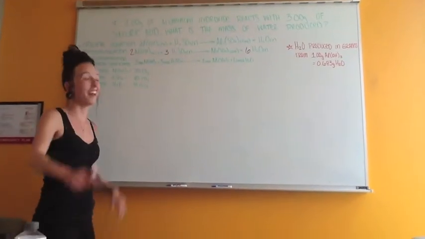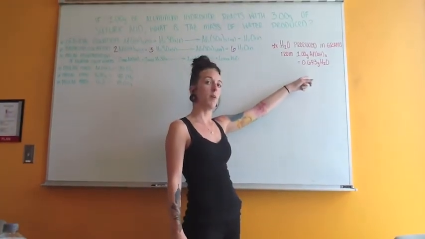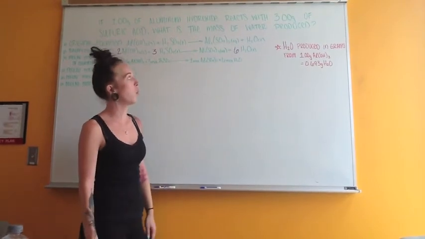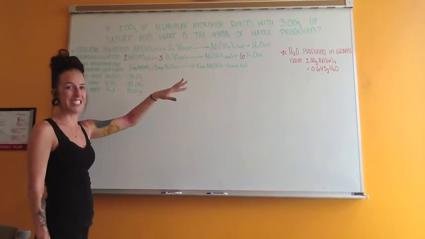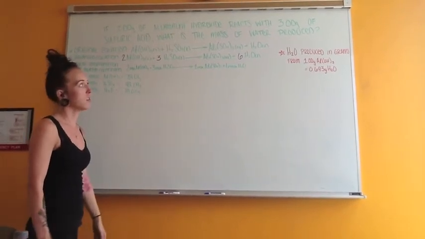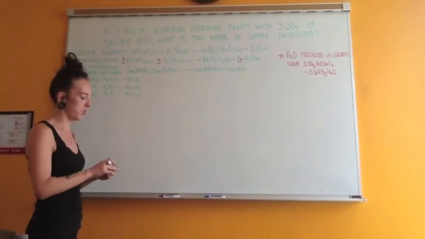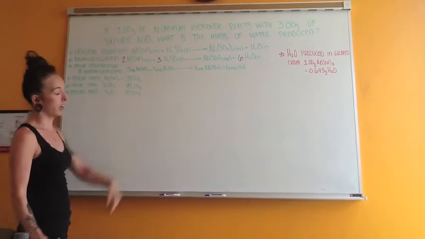That was a cut screen. Everything's gone. However, this is our answer from the previous part telling us that the water produced in grams from the 1 gram of aluminum hydroxide was the 0.693 grams. So that's there to refer back to later. Now what we're going to be doing is figuring out the water produced from 3 grams of sulfuric acid.